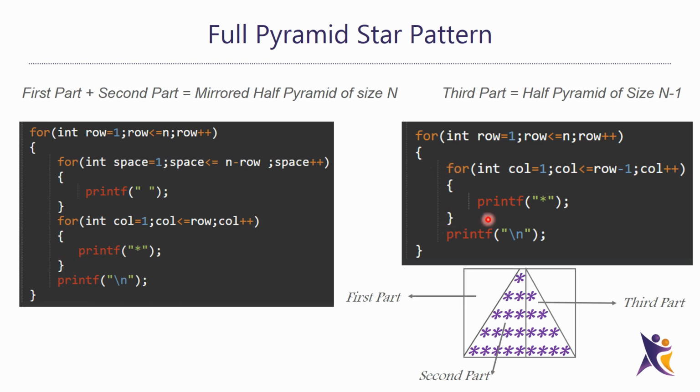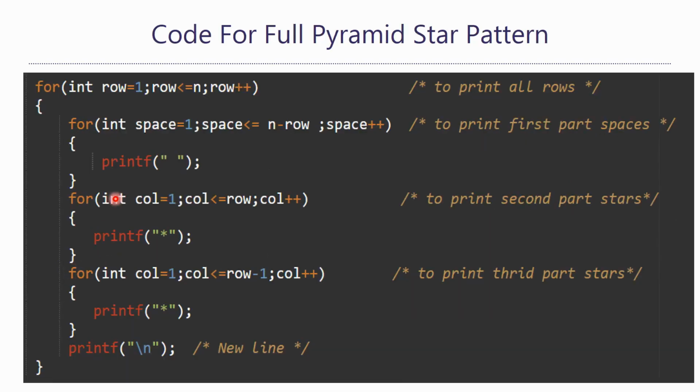After the second inner loop, I'll just copy this for loop here and paste it inside. This is how it looks. The first loop is to print all the rows. This is to print the first part, which is spaces, and this is to print the second part of the stars. Finally this inner loop is used to print the third part of stars, which is nothing but a half pyramid of size n minus 1, and finally we have to print a new line. So this is the code to print a full pyramid star pattern.